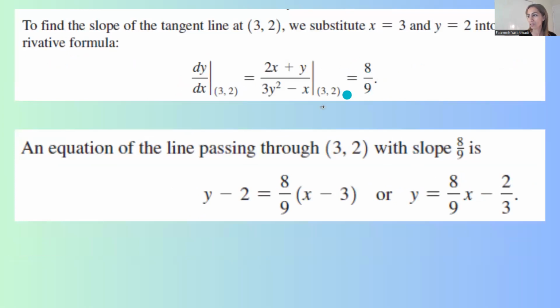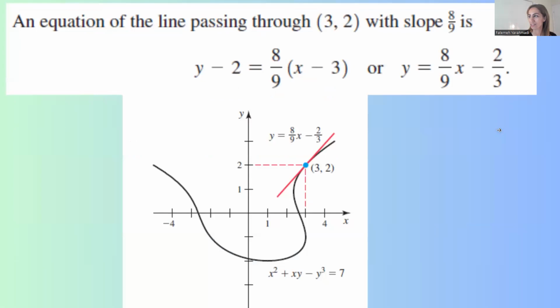This is the slope of the tangent line. The equation of the line is y minus y sub 0, which is 2, equals m, which is 8 over 9, times x minus x sub 0, which is 3. Distribute 8 over 9 into parentheses, and then add 2 to it, and we get the tangent line to be y equals 8 over 9 times x minus 2/3. Very good. So this is the graph of this implicit relation, and the tangent line at point (3, 2), as you can see, is an increasing line because the slope of the tangent line is positive.